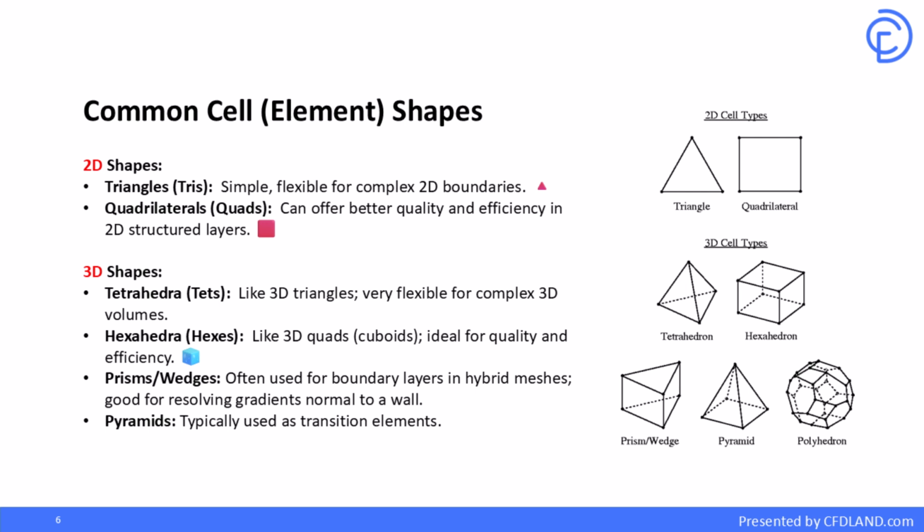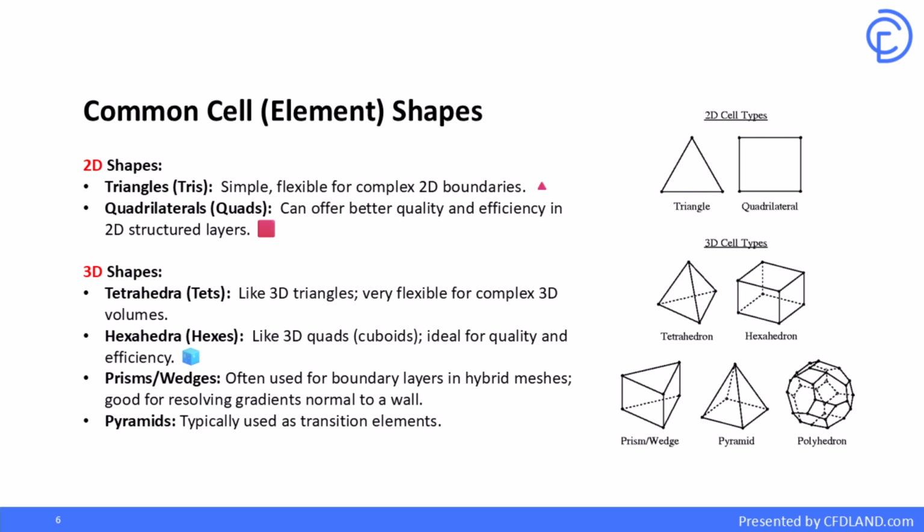Now let's jump into 3D shapes. First up are tetrahedra, or tets. You can think of these as 3D triangles. They have four triangular faces, like little pyramids. They are incredibly flexible and are the workhorses for filling up complex 3D volumes, especially in those unstructured meshes we talked about. Next are hexahedra, or hexas. These are your 3D quads, like little cubes or bricks. They are ideal for getting top-notch quality and efficiency, especially in structured meshes.